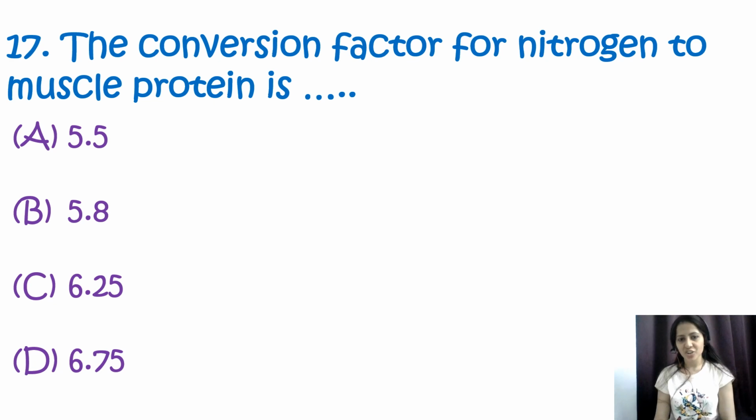The conversion factor for nitrogen to muscle protein is, so options are 5.5, 5.8, 6.25, or 6.75. So the correct answer is C, that is 6.25. For example, if a food sample contains 1 gram of nitrogen per 100 gram of the sample, it is assumed that there are 6.25 gram of protein per 100 gram of sample. This conversion factor is widely used in nutritional science and food analysis for protein calculations. So correct option is 6.25, option number C.